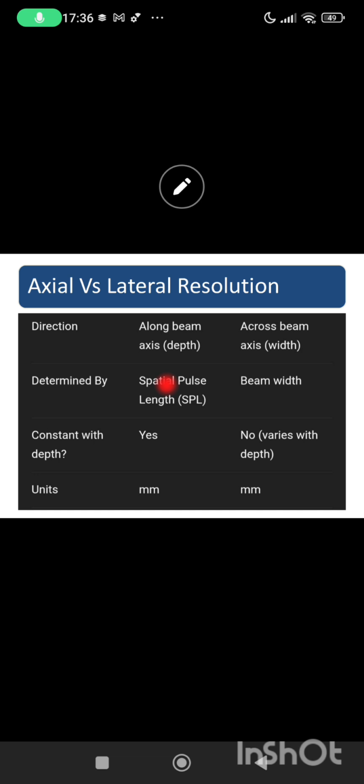While lateral resolution is the ability to differentiate structures lying across the beam axis or beam width, perpendicular to the beam. It is determined by beam width. It is not constant and varies with the depth. The unit is millimeter. If we decrease the beam width, we improve lateral resolution.